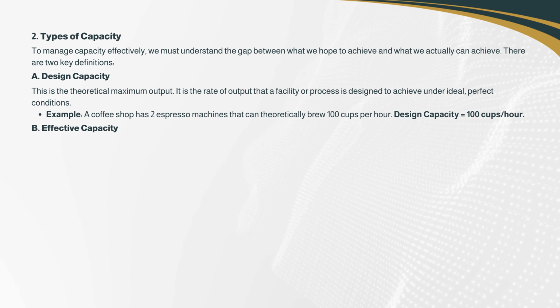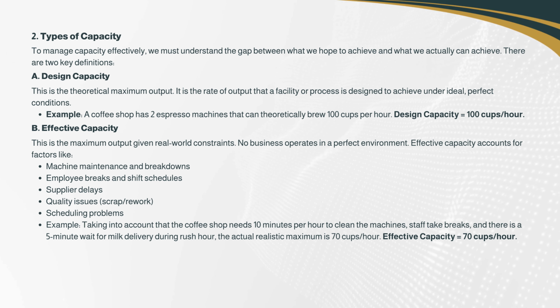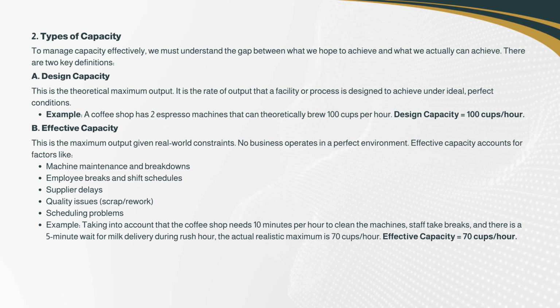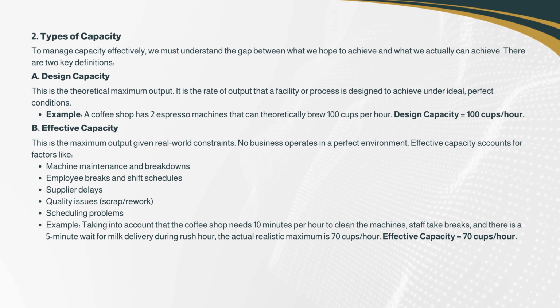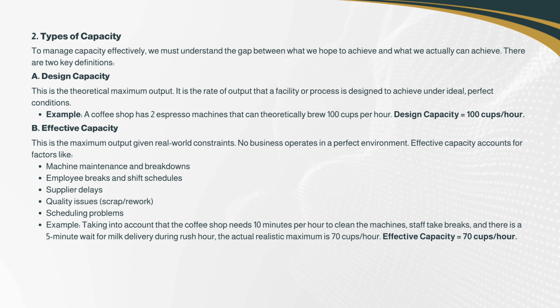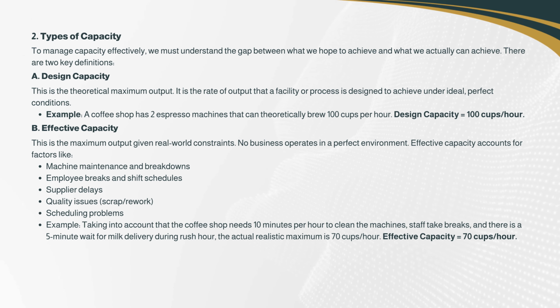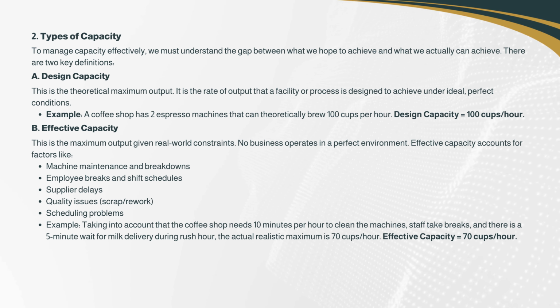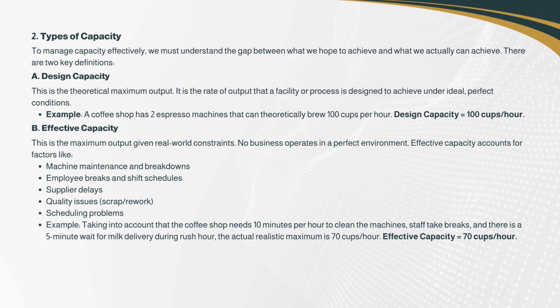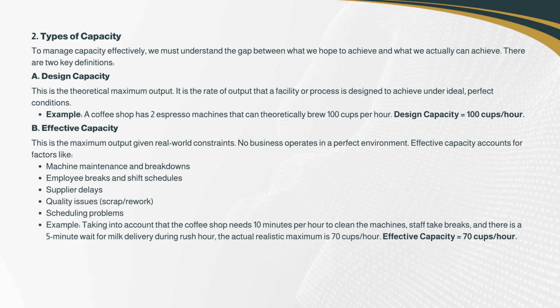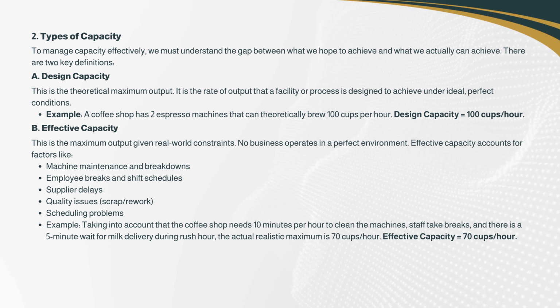B. Effective capacity. This is the maximum output given real-world constraints. No business operates in a perfect environment. Effective capacity accounts for factors like machine maintenance and breakdowns, employee breaks and shift schedules, supplier delays, quality issues, scrap, rework, scheduling problems. Example: taking into account that the coffee shop needs 10 minutes per hour to clean the machines, staff take breaks, and there is a 5-minute wait for milk delivery during rush hour, the actual realistic maximum is 70 cups per hour. Effective capacity equals 70 cups per hour.